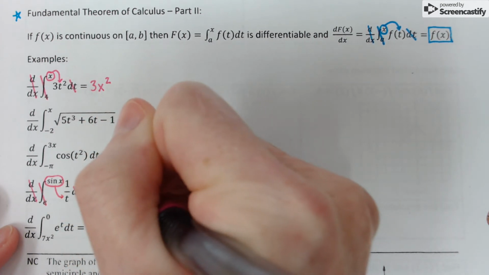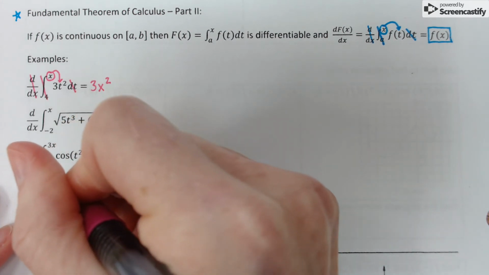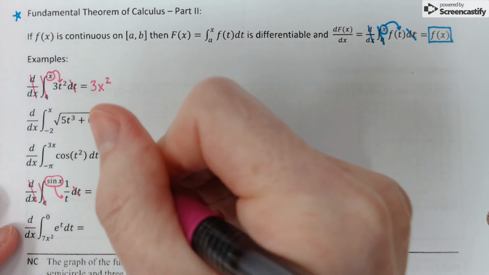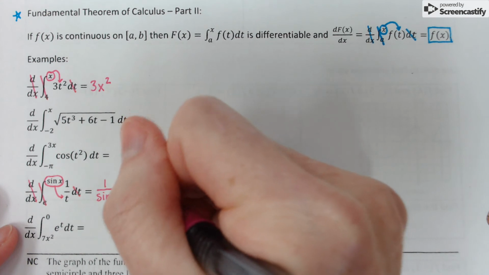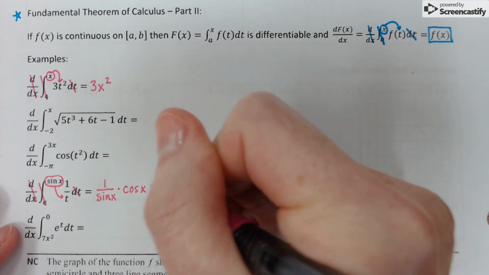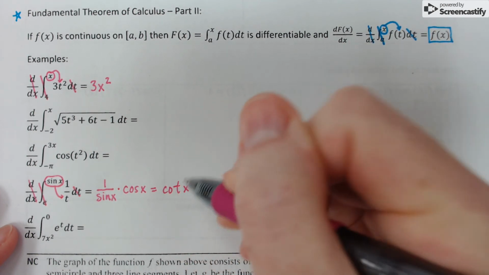The difference is that when we take the derivative of this integral, that upper limit has a chain rule derivative. And we know from the first half of calculus, we always have to multiply by our chain rule. So the derivative of sine x would be cosine x. And putting that together, the cosine would end up on top. So the final answer would be cotangent.